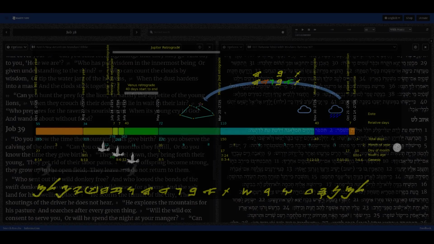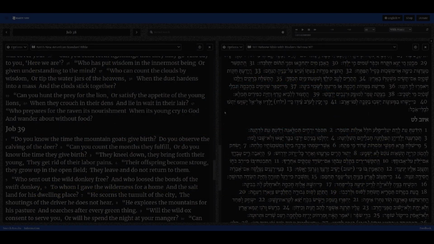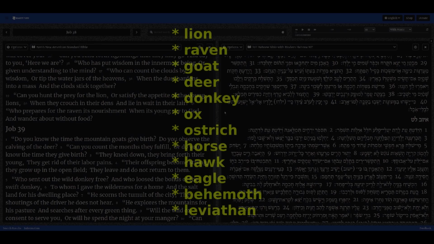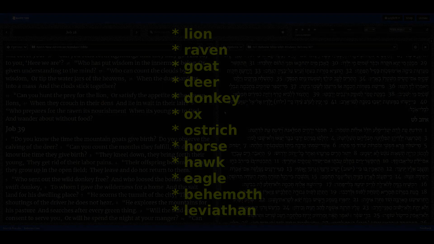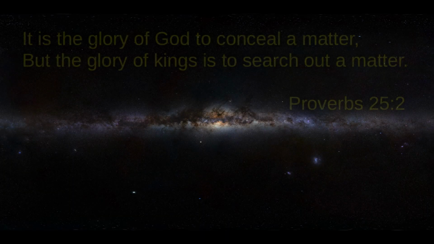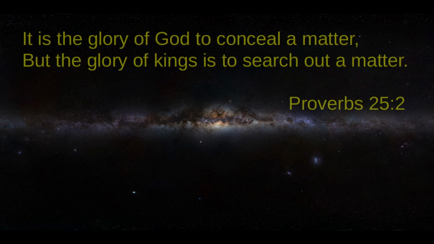Before the attempt at decrypting the Noah narrative, I had never considered that there might be something concealed and hidden in the words that God spoke to Job. Solomon wrote in Proverbs, "It is the glory of God to conceal a matter, but the glory of kings to search out a matter."